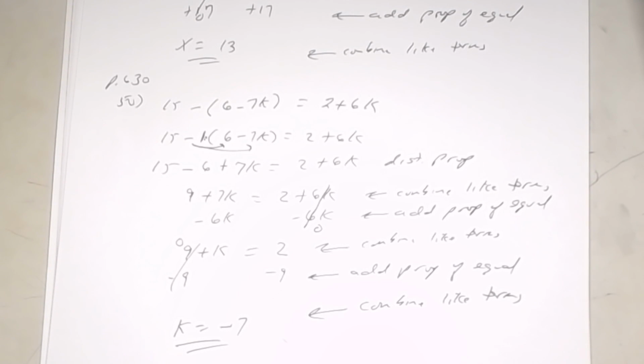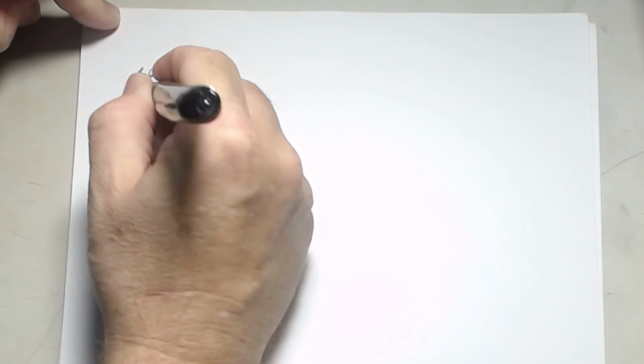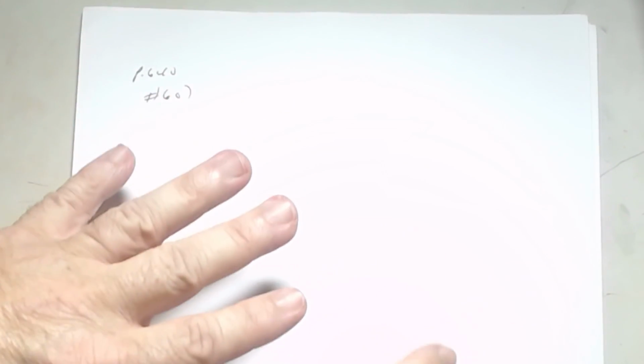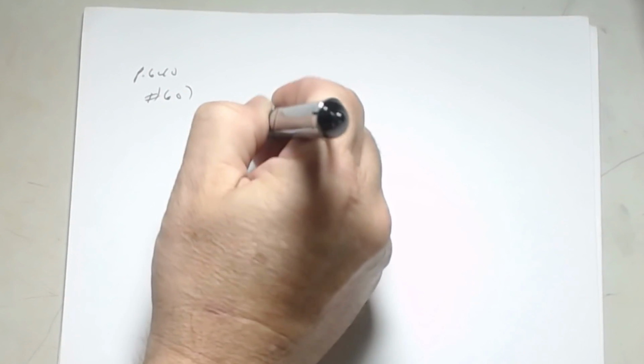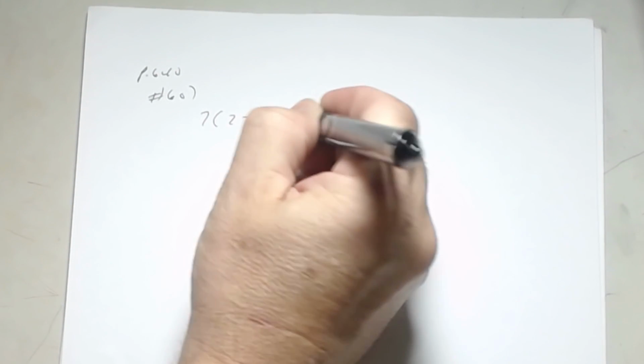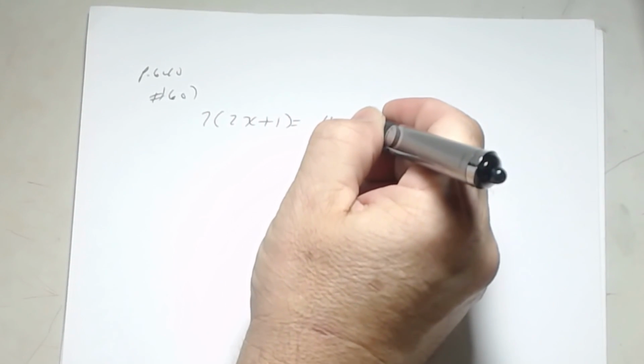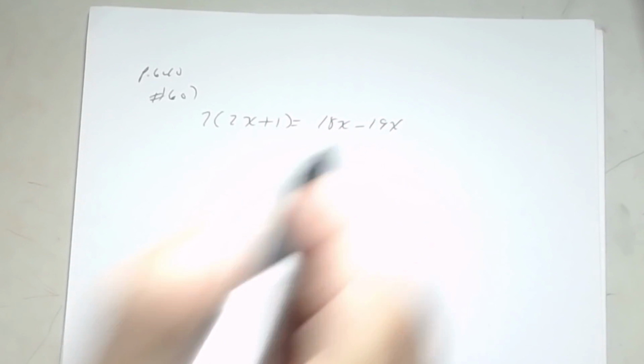All right, let's suppose we had, okay, this is number 60 on page 640. So it's not that difficult, but notice the steps, right? If you want your points, you can do those steps. All right, here's 60. 7 times 2x plus 1 equals 18x minus 19x.